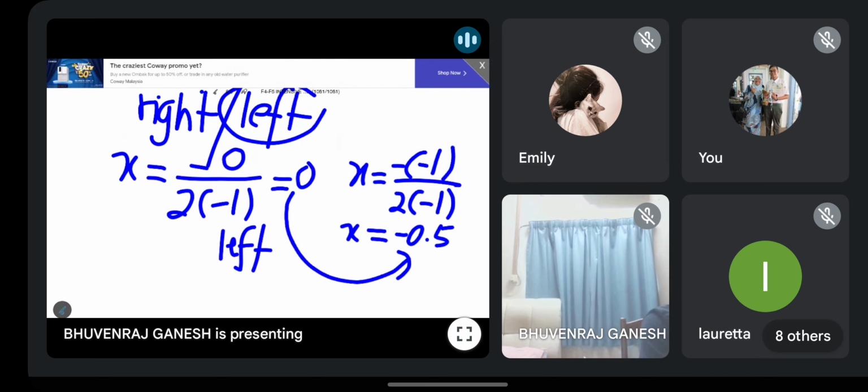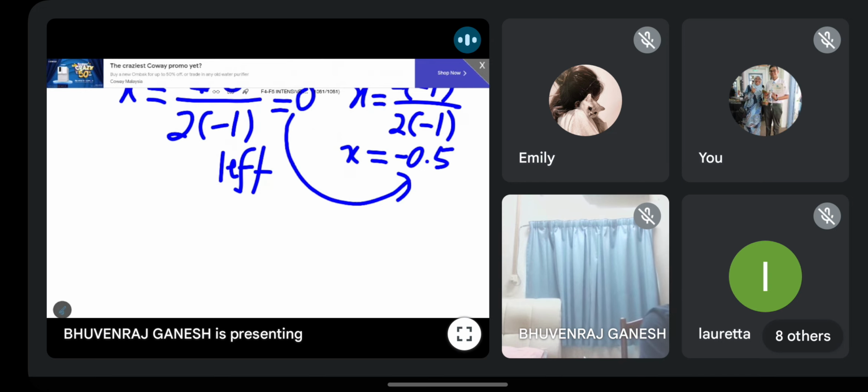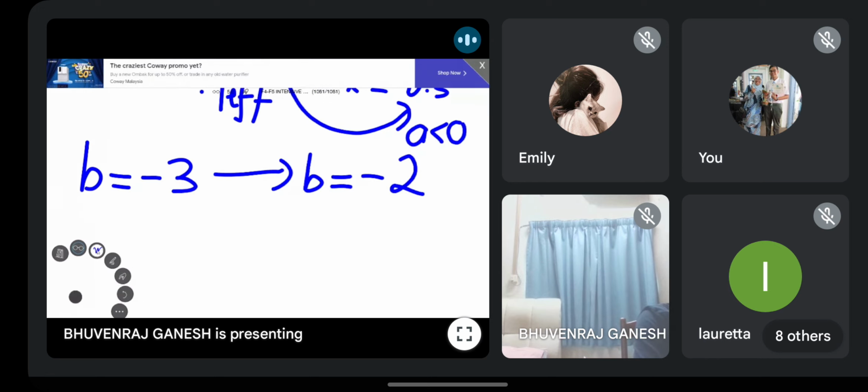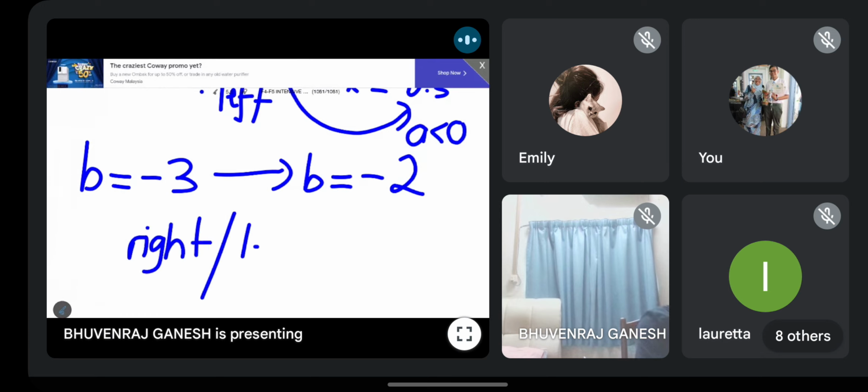Okay, one last one before I end for today. Let's say I change b from negative 3 to b equals negative 2. Same condition, a less than 0. Careful, guys, this one I tweak a bit. So does it move right or left? This one is the challenge, the last one, because I changed a bit.